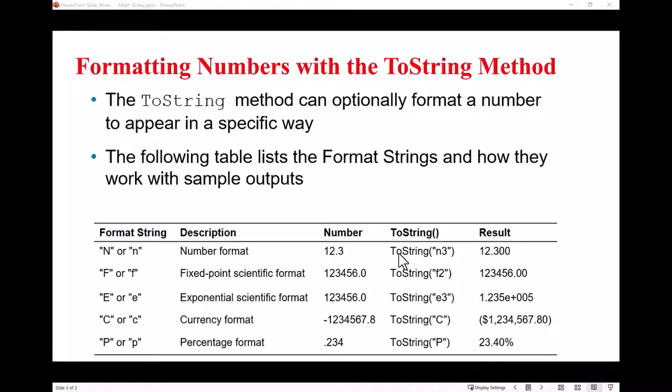So when you do that ToString piece, you've got those double parentheses at the end there. If you put something in it, it's going to change the results. For example, if you put an N3 on here, it's going to give you a number with a 3-digit decimal place. You put an F2 in there, you're going to format it to a 2-digit decimal place. E3 is going to give you times 10 to the 5th position, and a C is going to give you currency. It's going to give you a dollar sign and put all the commas in there and all that kind of stuff. And a P is going to give you a percent.